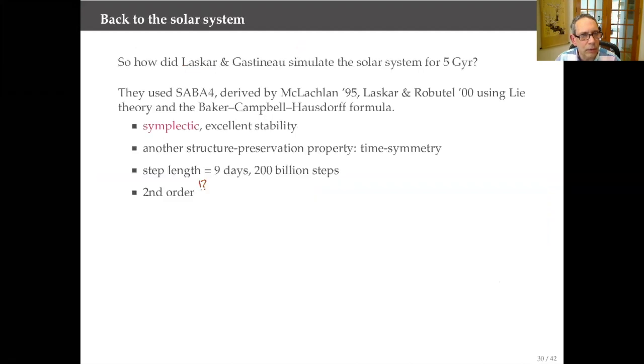So let's go back to the Laskar-Gastineau calculation. How did they pull it off? They used a method called SABA-4 that was derived in 1995 by Laskar and Robutel. It uses very fancy mathematics to generate it. The key property it has is it's symplectic, so it has excellent stability properties. It has some other structure preserving properties. They did a time step of 9 days, so they had to do 200 billion time steps to get 5 billion years. And surprisingly, their method was only second order, but that was the other trick of SABA-4.